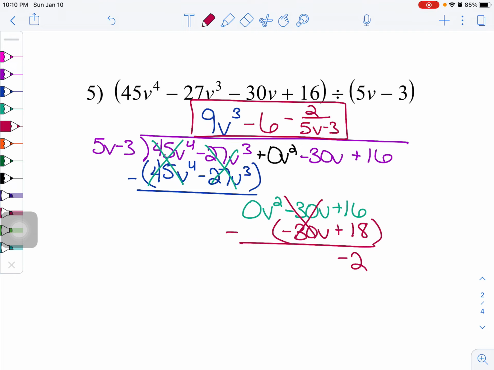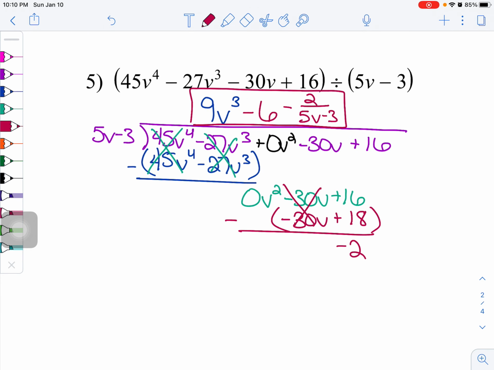So yeah, sometimes these problems aren't as long as some other ones, all right? It all depends on the polynomial. All right, so this is polynomial long division.